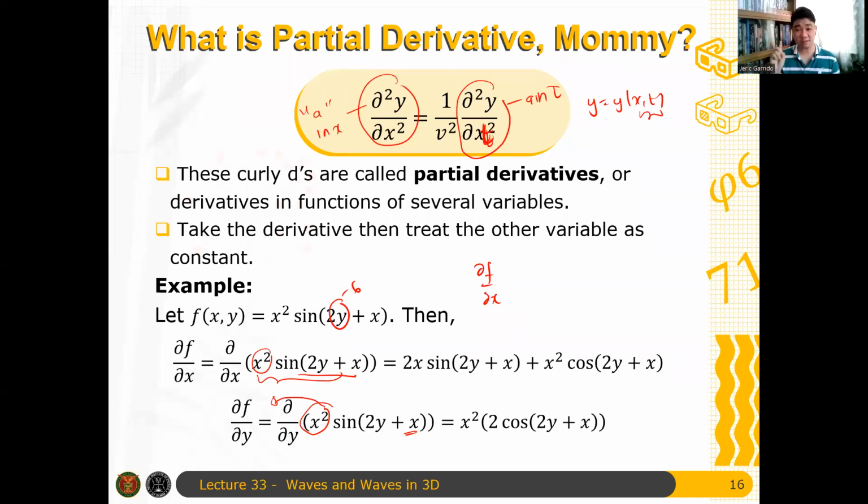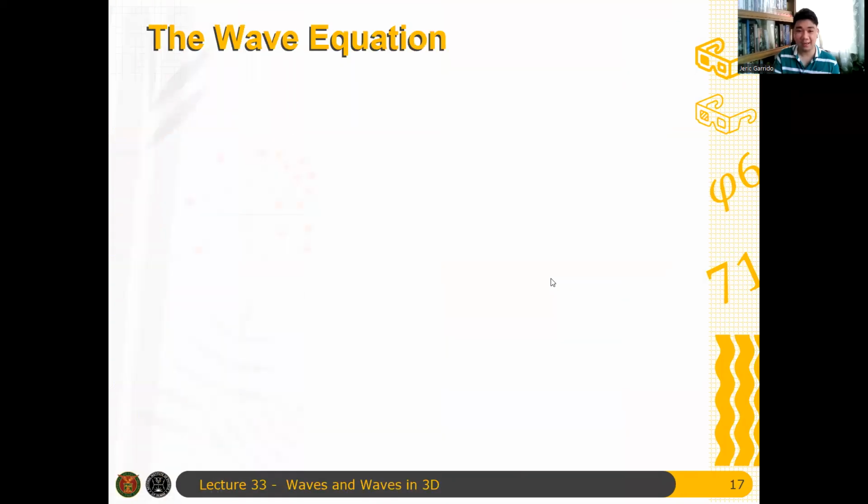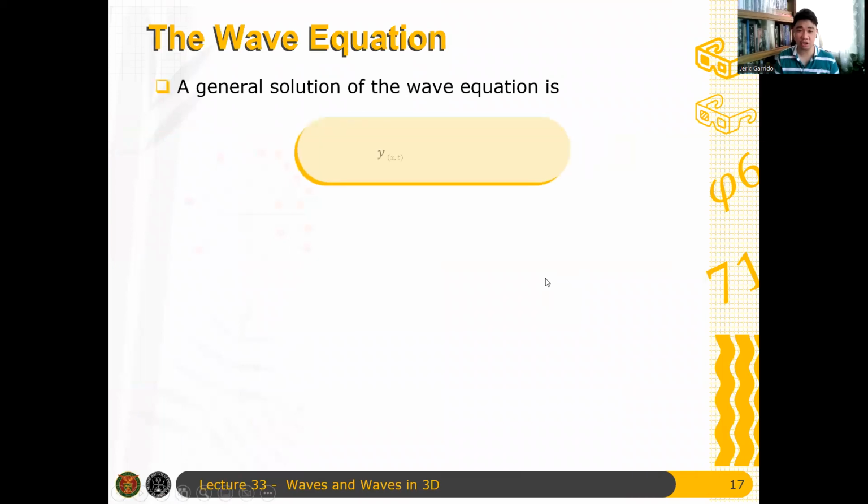Now, it turns out na may solution yan. In general, ang solution niya ganito. Napakasimple interpret actually ng solution ng wave equation. A general solution looks like this. So, y of x and t equals y of x minus vt. Anong ibig sabihin nun? Ano na naman tong variables ito?